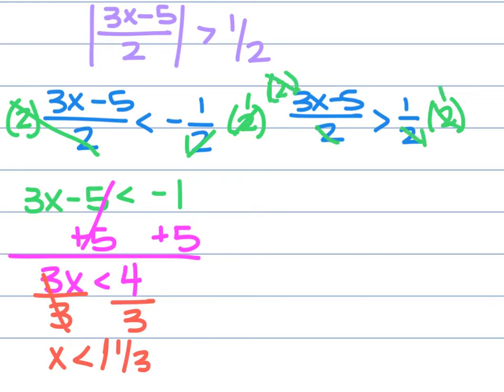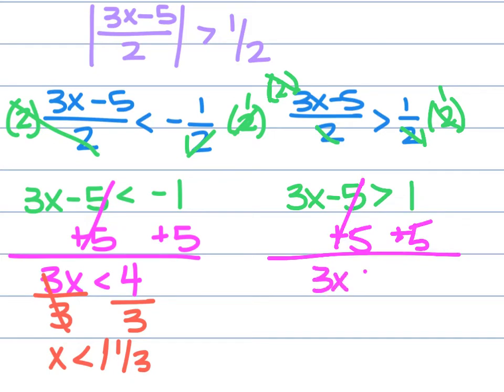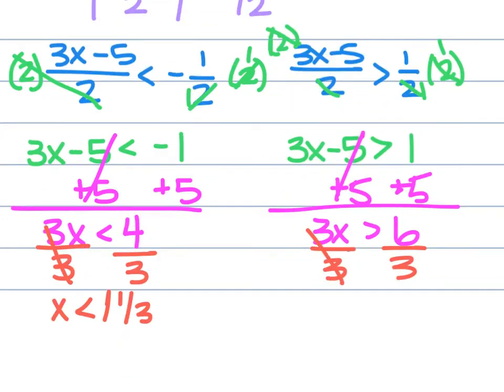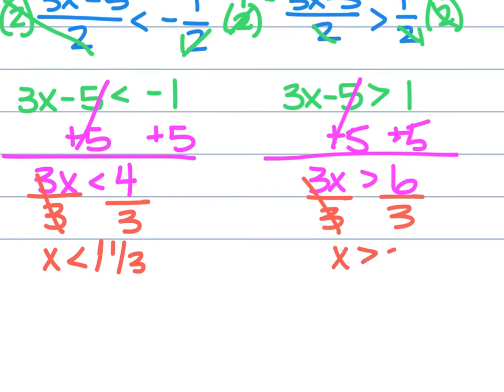Those 2's are going to cancel. Becomes 1's. So that's going to be 3x minus 5 is greater than positive 1. So move the 5 over, add it to both sides. So 3x is greater than 6. And then divide each side by the 3 to get that x is greater than 2.